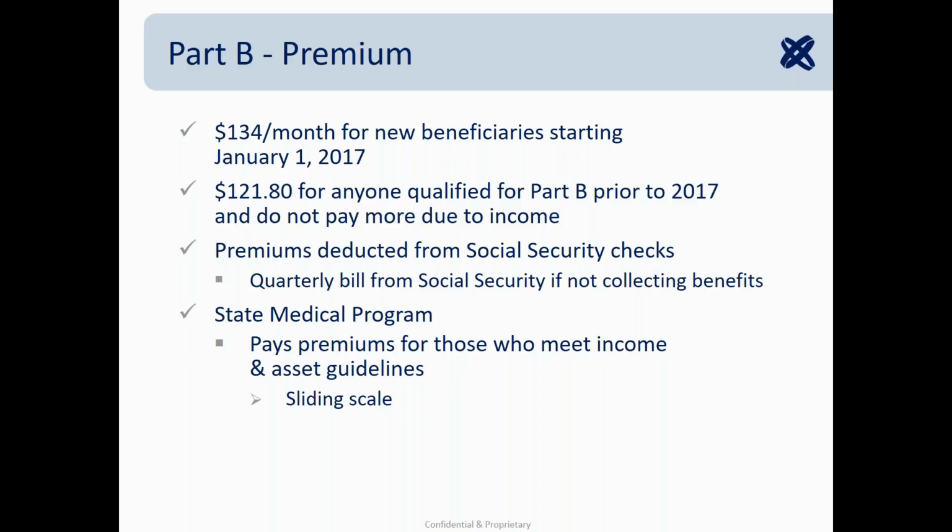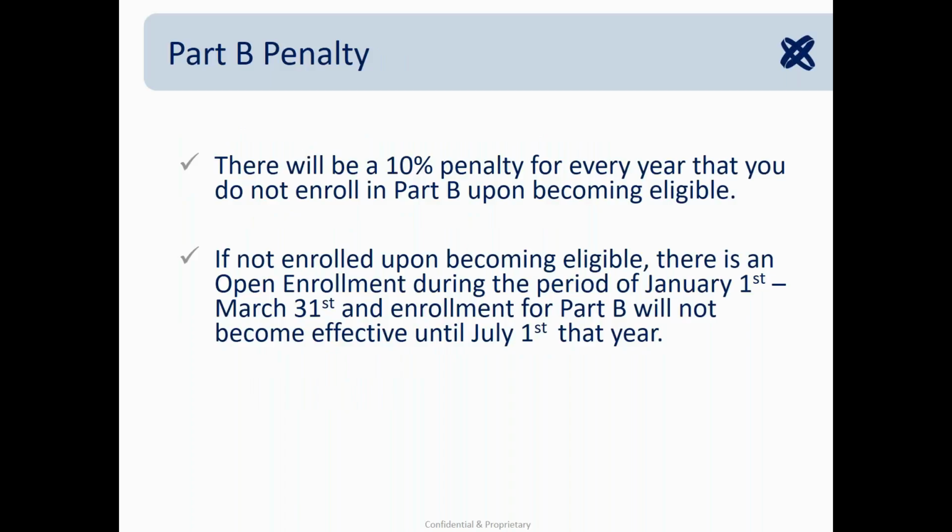The state Medicaid program pays premiums for those who meet income and asset guidelines on a sliding scale. So you could have all or part of your Part B premium paid for with the state Medicaid program. There is a penalty for Part B. There will be a 10% penalty for every year that you do not enroll in Part B upon becoming eligible.